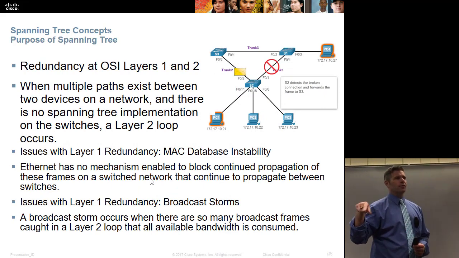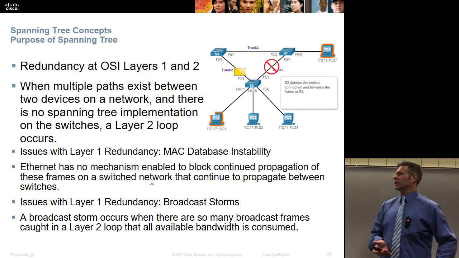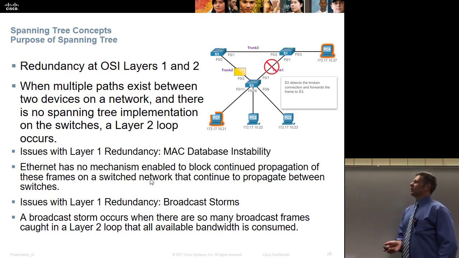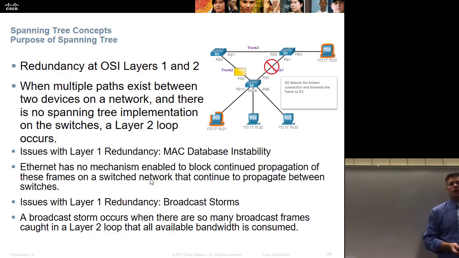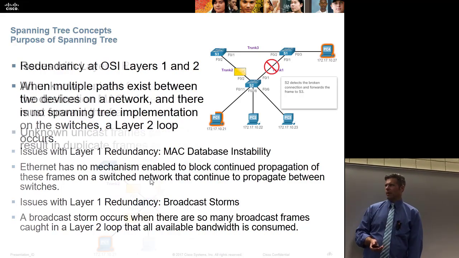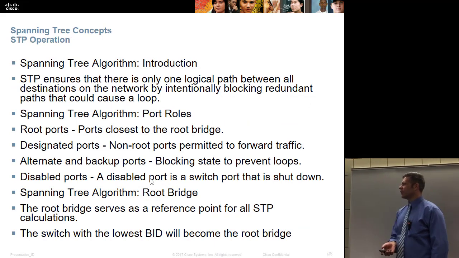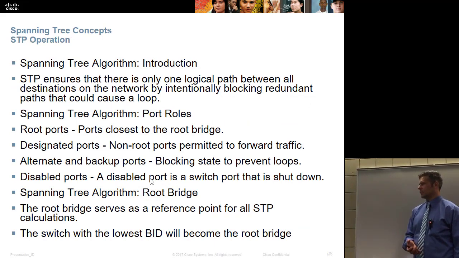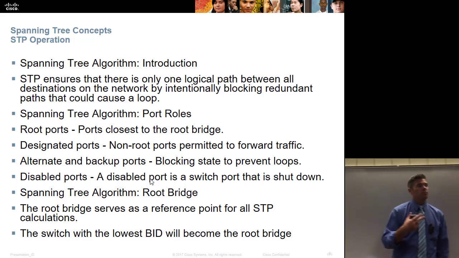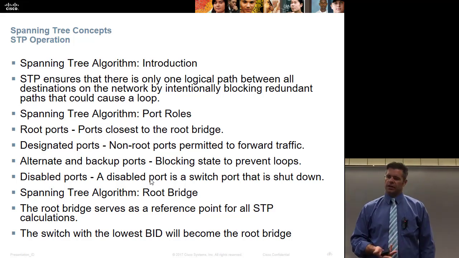So that Ghostbusters symbol there represents the port we're currently blocking. F1 on switch 2 and F1 on switch 1 are currently turned off to prevent that loop from happening. So they would be in an alternate state or in a backup state. You can also disable a port, so if you manually want to get involved with this, kind of take some of the fun out of it.